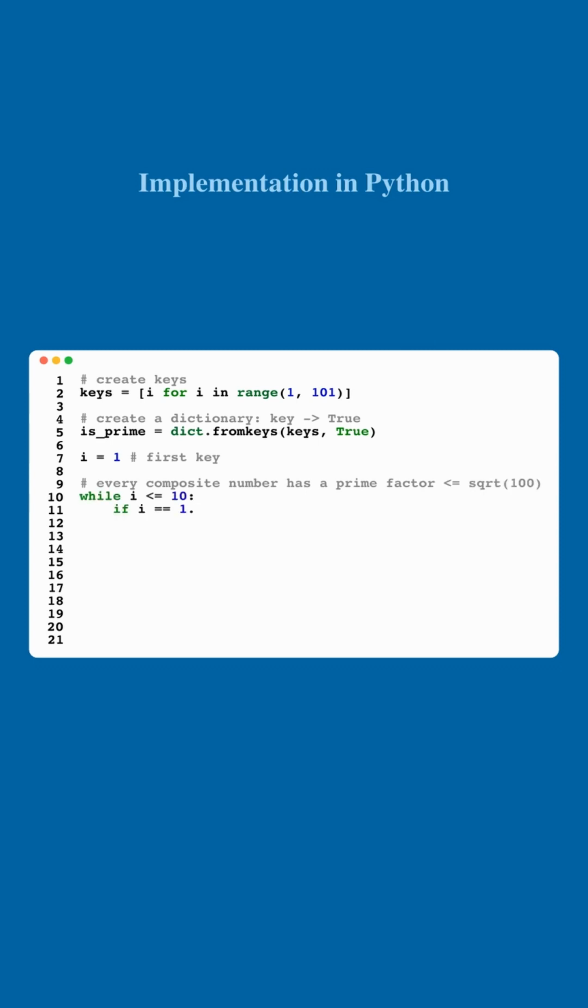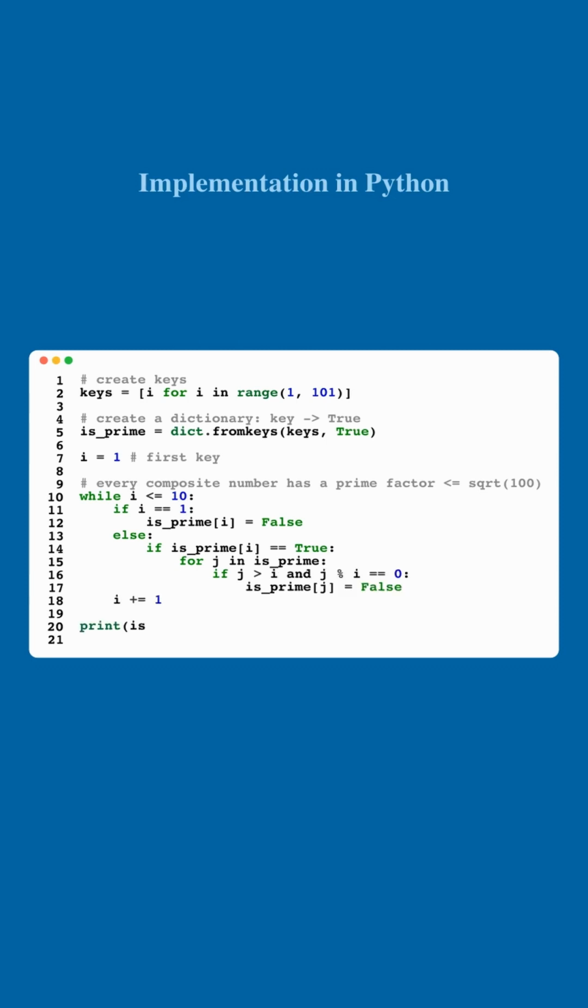Note that every composite number must have a prime factor less than the square root of 100. In the first loop, we eliminate 1, assigning the first key to false. In the next loops, we reassign every key that is assigned to true to false if it's greater than the chosen positive integer and all multiples of it.